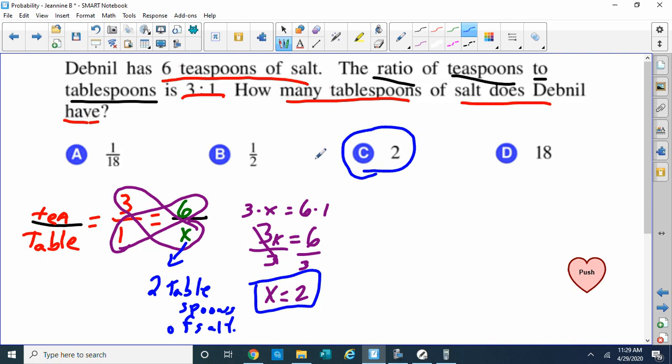And if you look at the ratio, if he had three teaspoons of salt, now that he has 6, that's just double the amount. So if I doubled the teaspoons, 2 times 3 is 6. So 2 times 1 would be the number of tablespoons. That's another way of looking at it. So again, you would know your correct answer has to be C, which is 2 tablespoons.